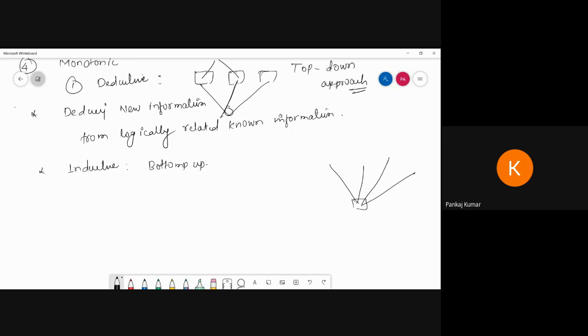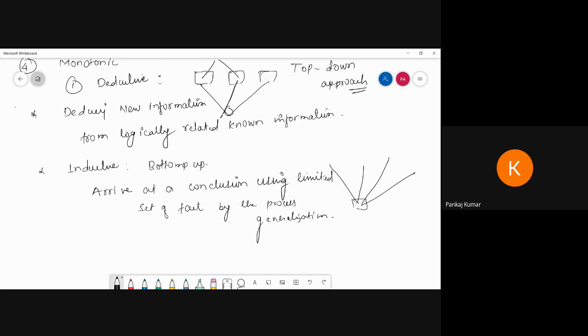Okay, so we have to write one statement: arrive at a conclusion using a limited set of facts by the process of generalization. So we are given a series, and after that we write a generalization term.